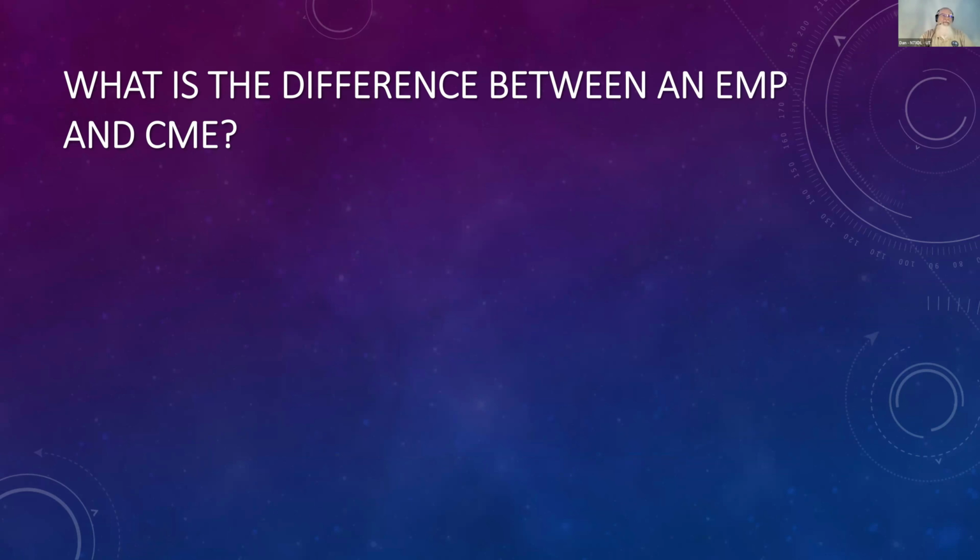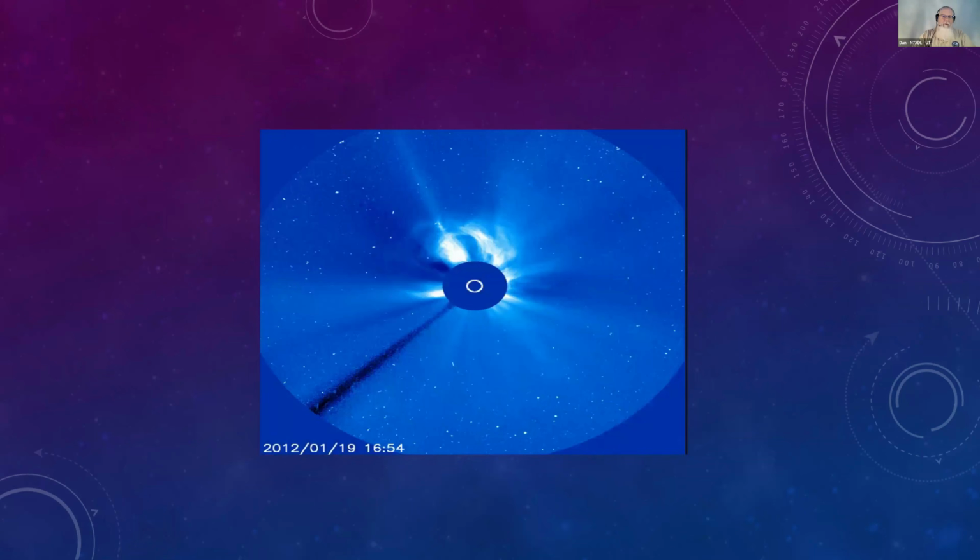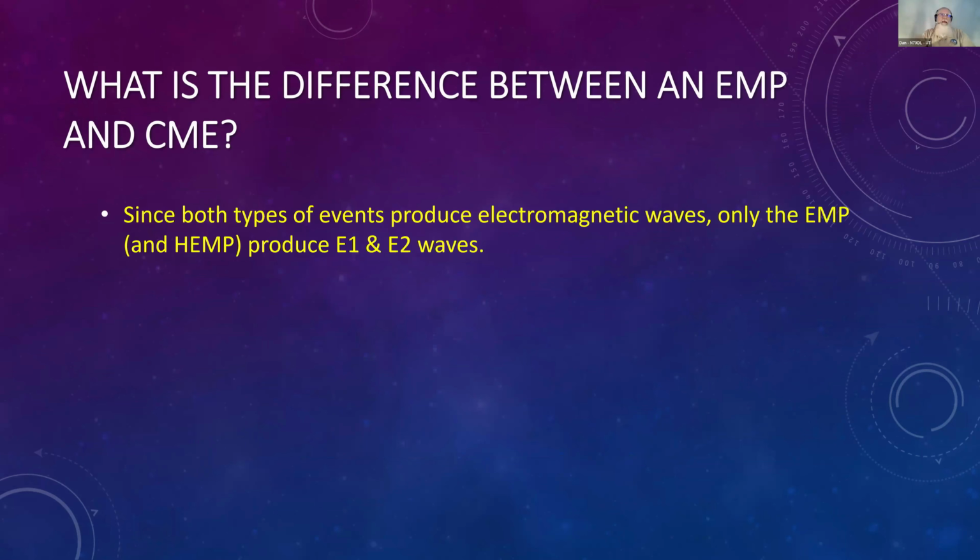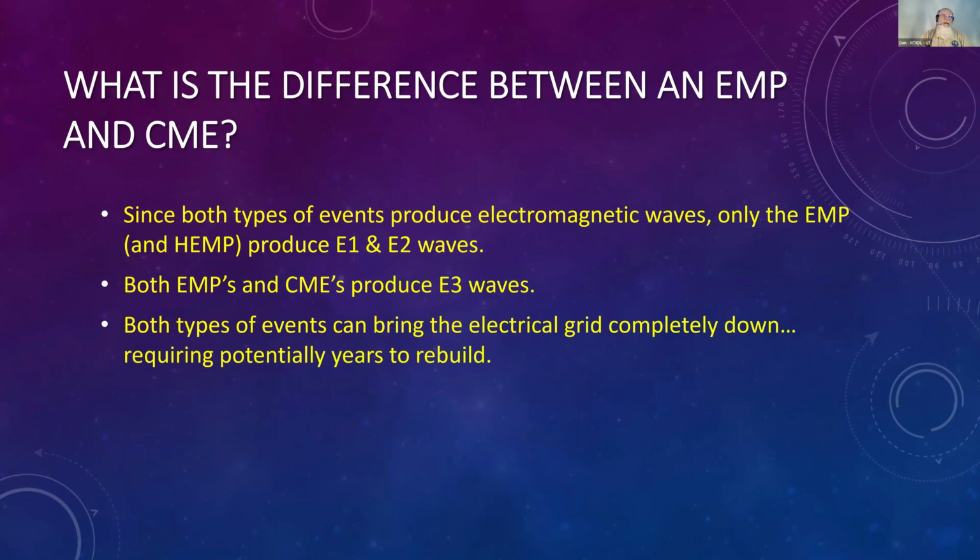So the question is, what's the difference between an EMP and a CME? Some people use those terms interchangeably, and that is incorrect. Okay. Since both types of events produce electromagnetic waves, only the EMP and consequently the high altitude EMP produce E1 and E2 waves. Okay, there's the differentiator. Both EMPs and CMEs produce E3 waves. Both types of events can bring the electrical grid completely down, requiring many years to potentially rebuild.